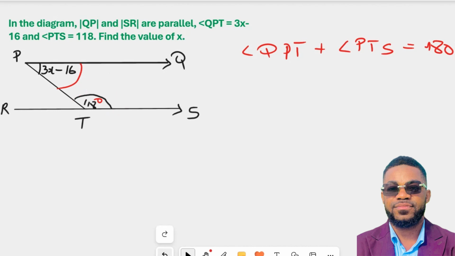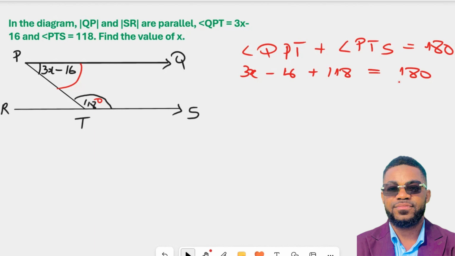So that is why we can use this property to find the value of x. Angle QPT is this one. That is 3x minus 16, plus angle PTS, that is 118 degrees, which is equal to 180.